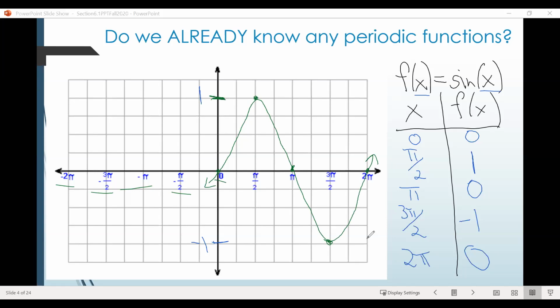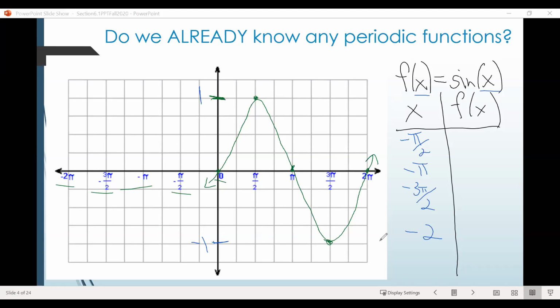So let's see if there's something more we can do, and let's go ahead and plug in the negative angle values now. So we'll plug in -pi/2, -pi, -3pi/2, and -2pi.